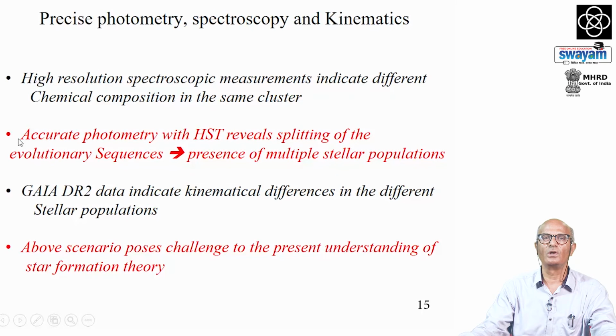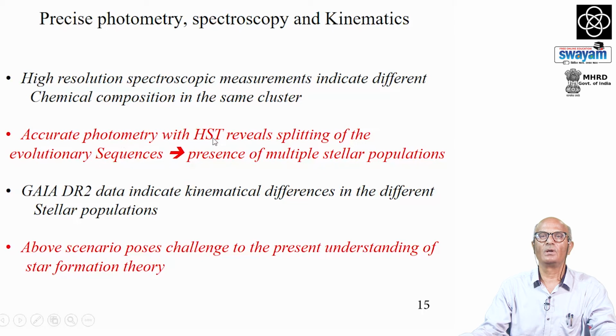So, if I would like to conclude whatever I talked about, then I can say that precise photometry, spectroscopic and kinematic information taken with telescopes like the Hubble Space Telescope, or high resolution spectra taken from ground based observation, and precise kinematic information taken from Gaia, all these indicate the following interesting results. High resolution spectroscopic measurements indicate different chemical composition in the same cluster. In the same globular cluster, it is found that they have different chemical composition.